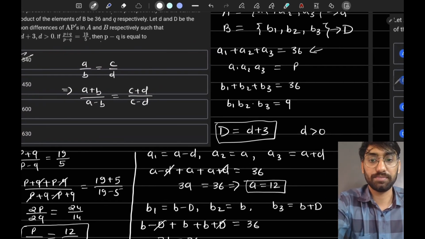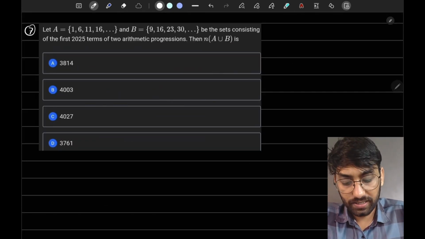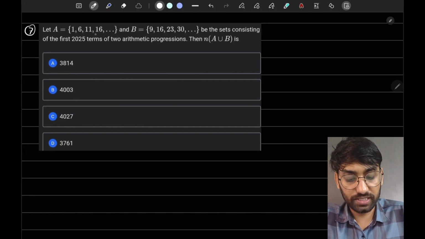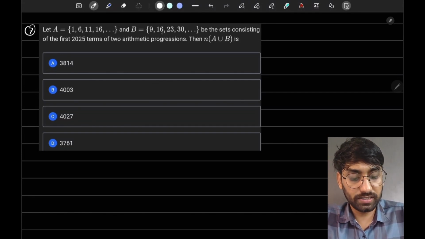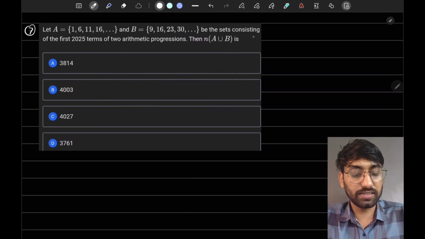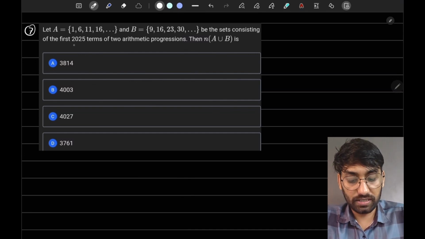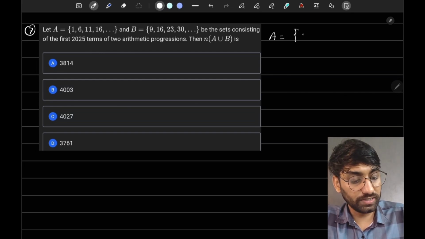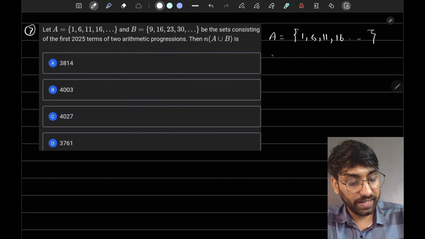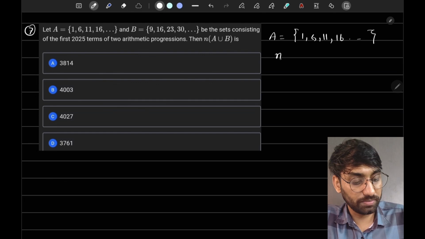Now let's see the next question. In this question, what are they saying? They are saying let A equal 1, 6, 11, 16 and B equal 9, 16, 23, 30 be sets consisting of the first 2025 terms of two arithmetic progressions. So A is a set having elements 1, 6, 11, 16 and so on, an arithmetic progression with 2025 terms, which means n of A equals 2025.